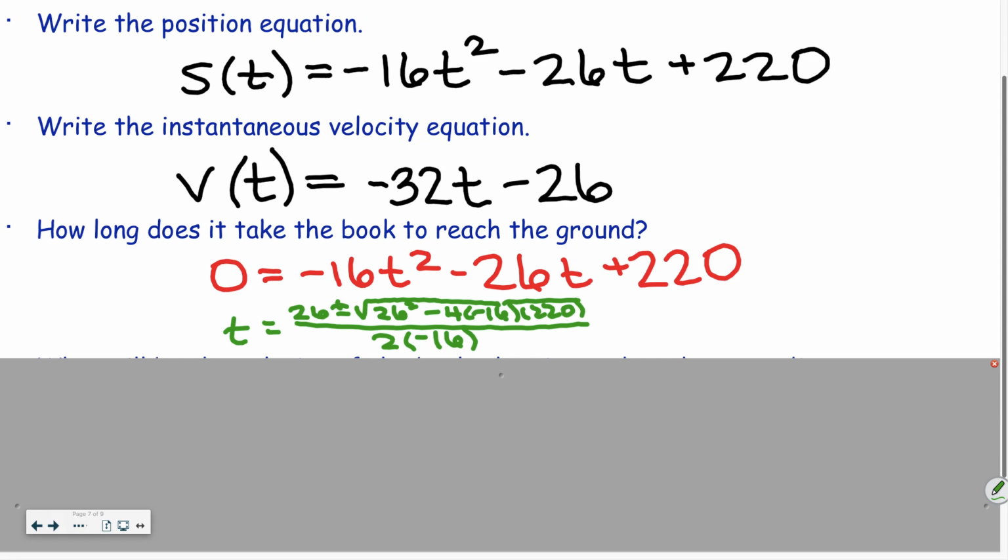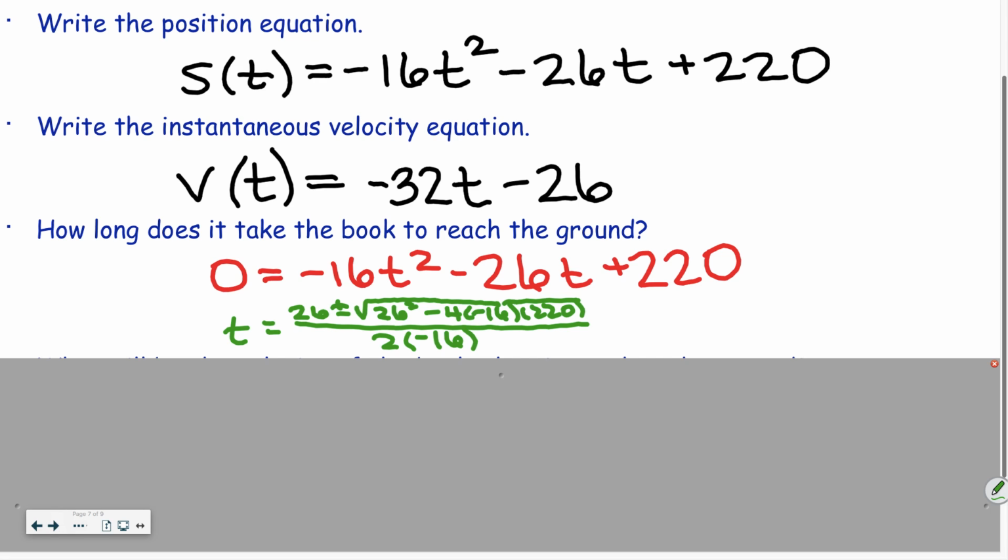Okay, so negative b plus or minus the square root of b squared minus 4ac all over 2a. You're going to get two answers, but only one of them is going to be correct. You're going to get a negative answer and a positive answer. So think ahead of time, I need the positive answer. If we're dividing by a negative number, you're going to want your numerator to be the negative number.